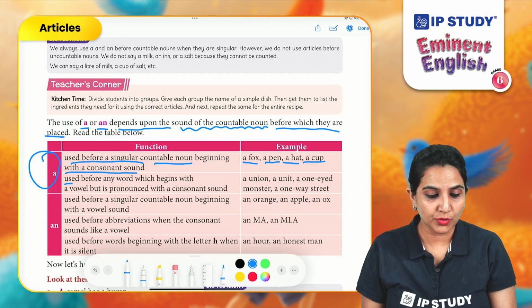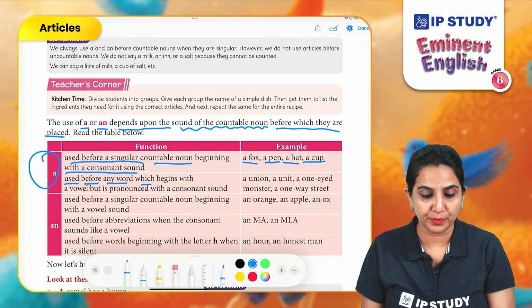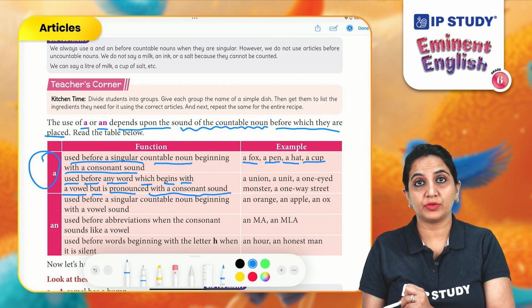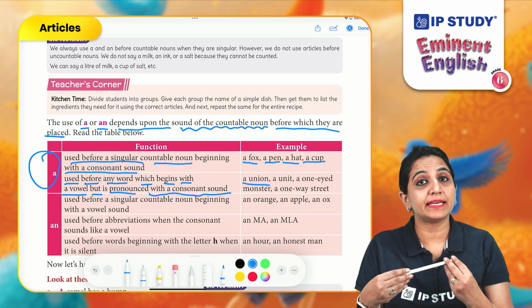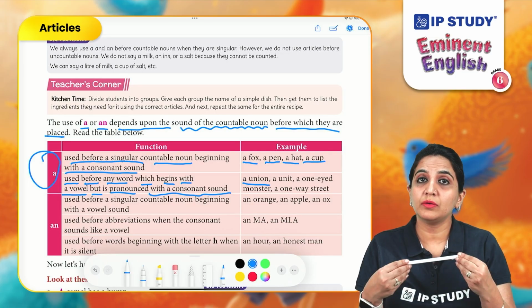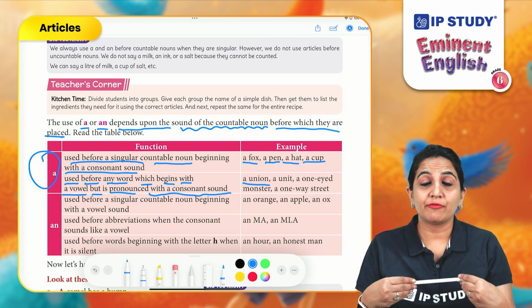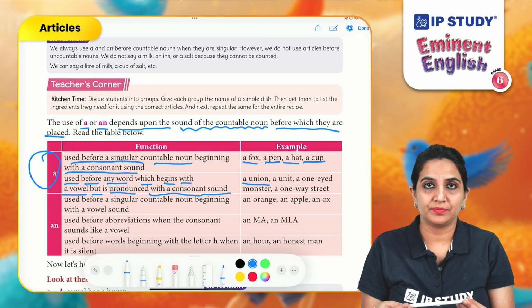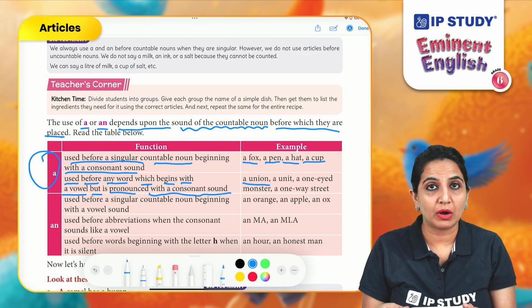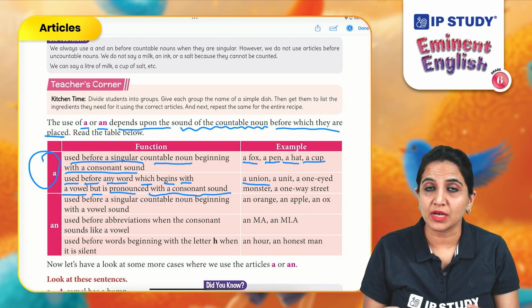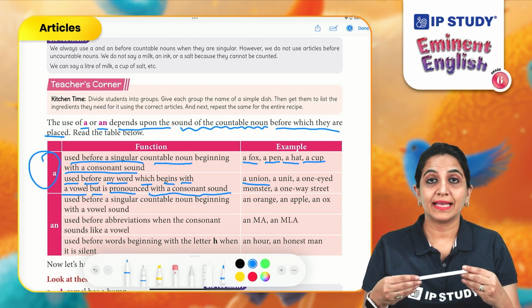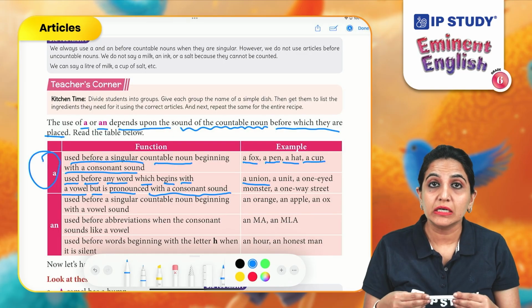Article a is used before any word which begins with a vowel but is pronounced with a consonant sound. For example, union. If you look at the word, yes, definitely it is starting with a vowel. But when I say union, am I speaking the sound of a vowel, which is a? Exactly. This is a U sound, and U here is a consonant sound. Therefore, we use article a with it.